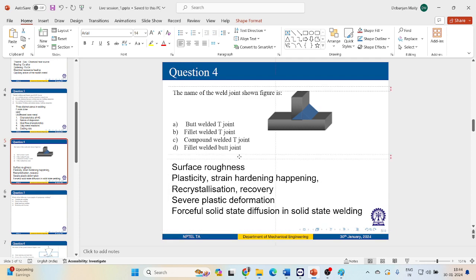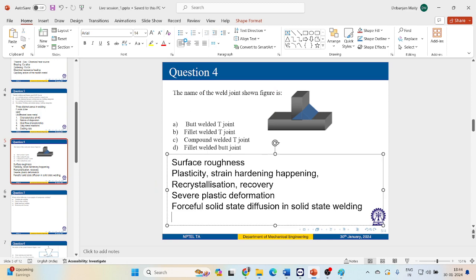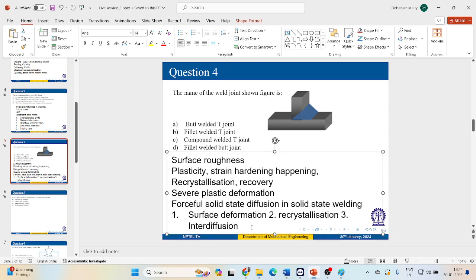Let me also mention those four different terms for solid state. You will have surface deformation, you will have recrystallization, and you can have interdiffusion. Interdiffusion means diffusion of two different metal atoms into one another, right?